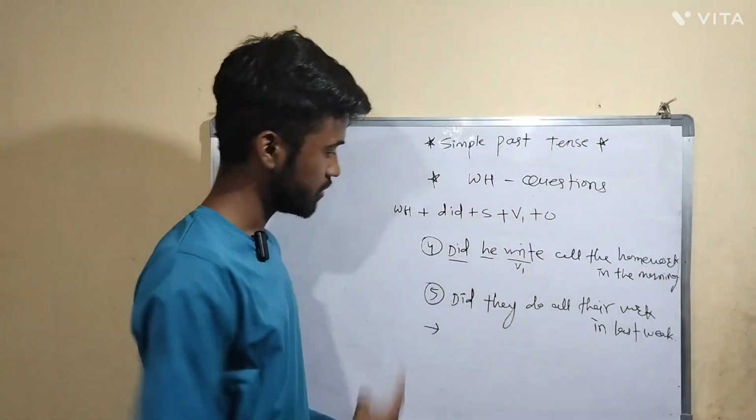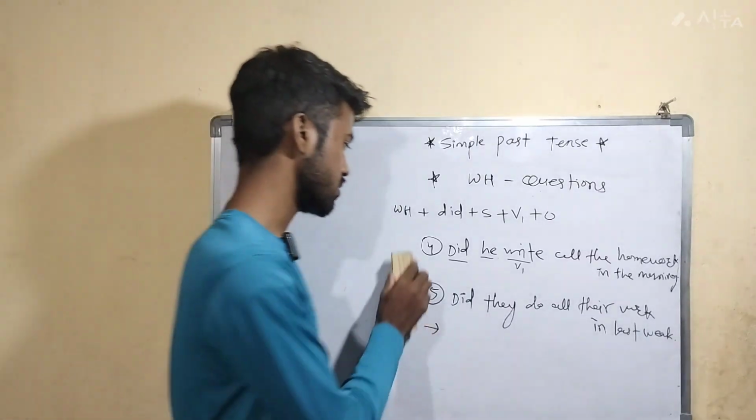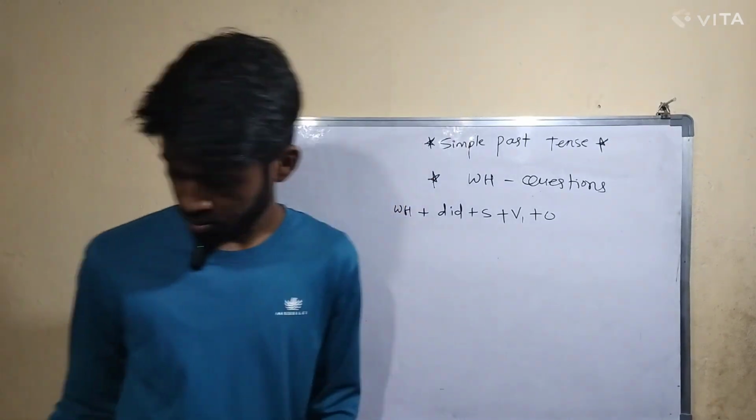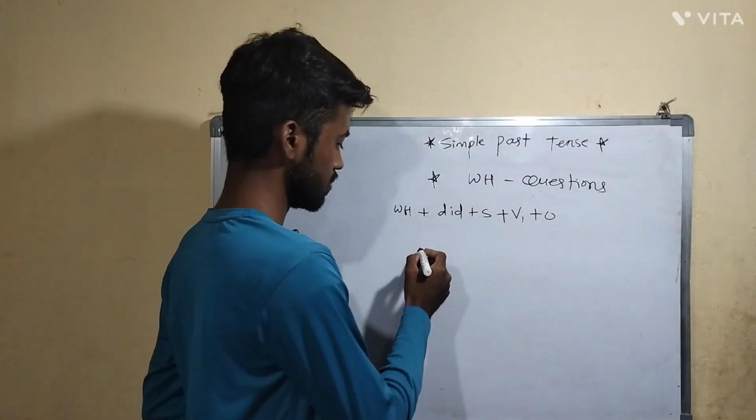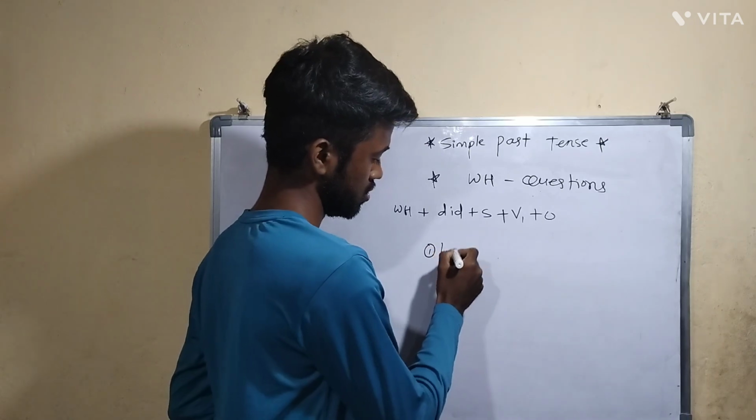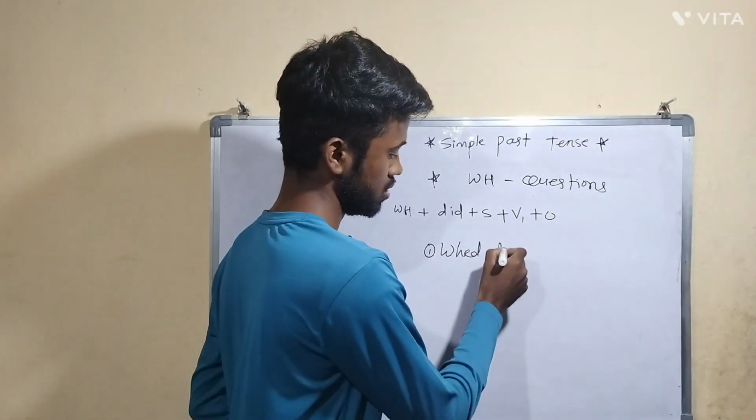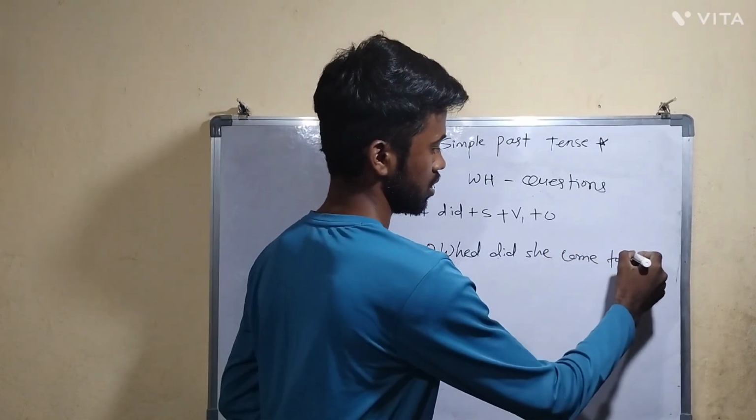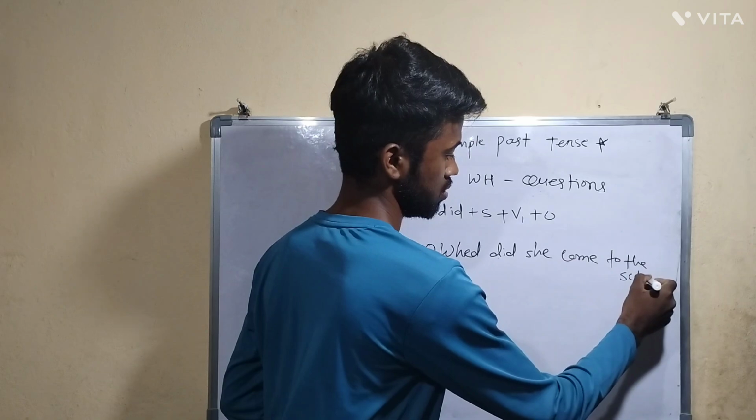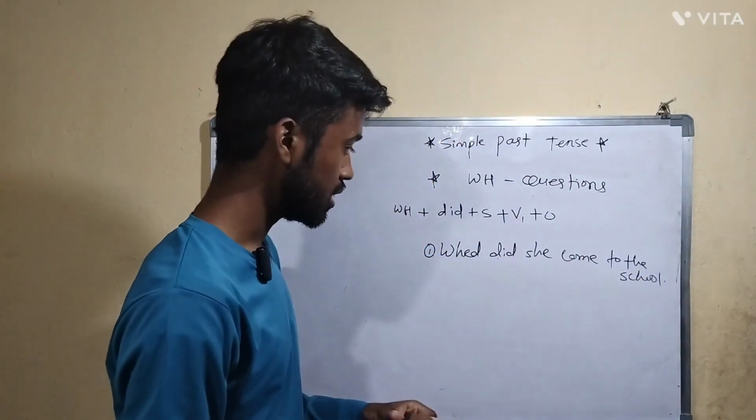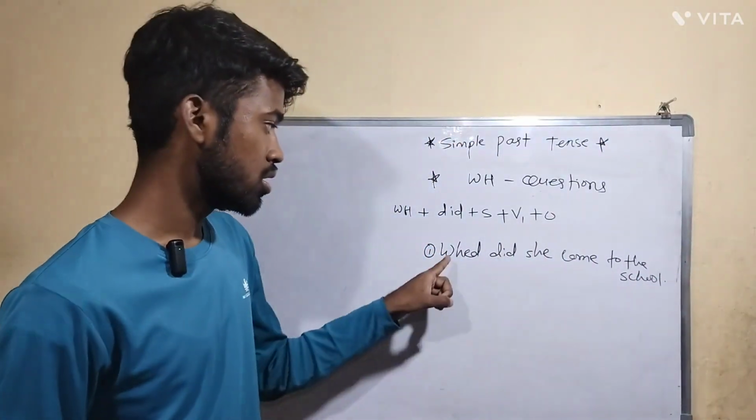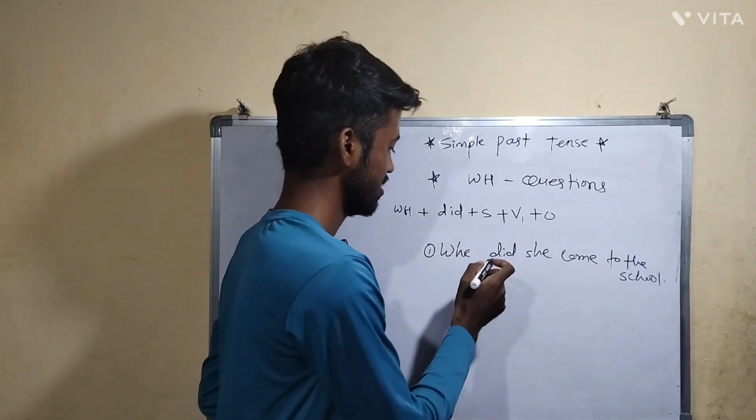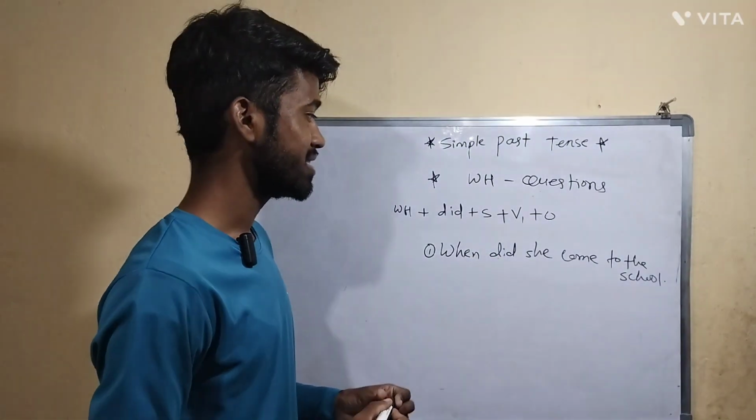So now let's transform this sentence. We will take a few new examples. So let's take one new example. When did she come to school? First, when did she come to school? Come to the school. When did she come to the school? Here, what I have written, this is not when, right? Sorry. When did she come to the school?